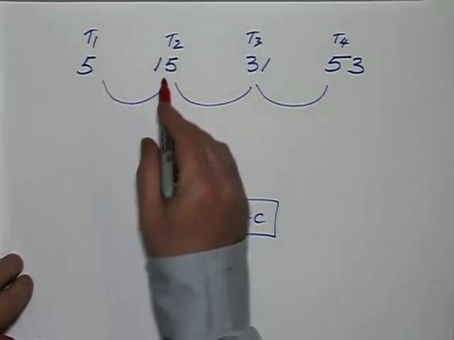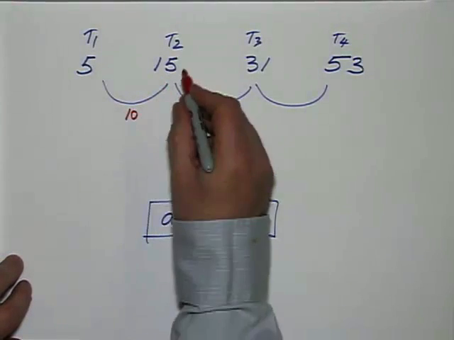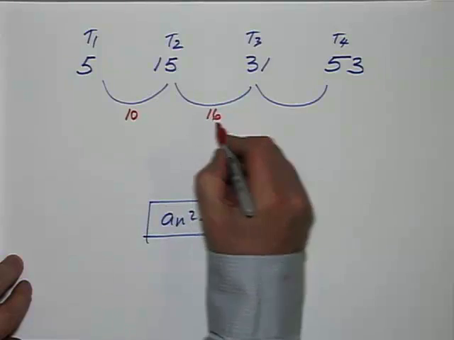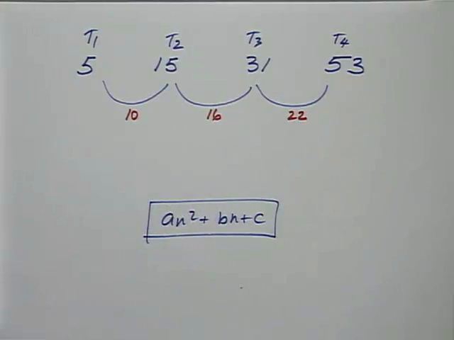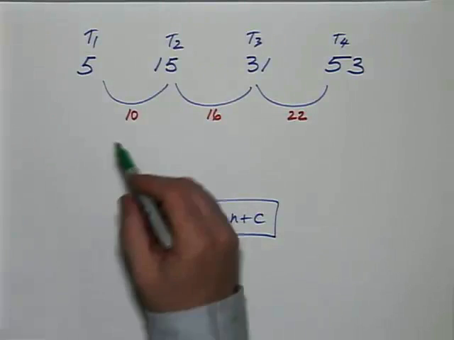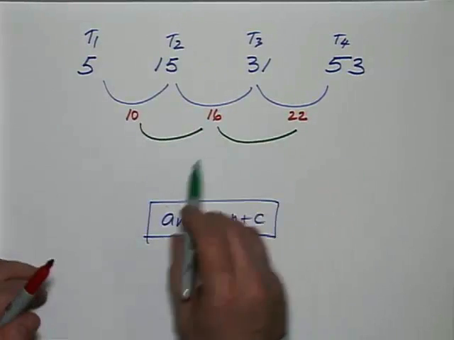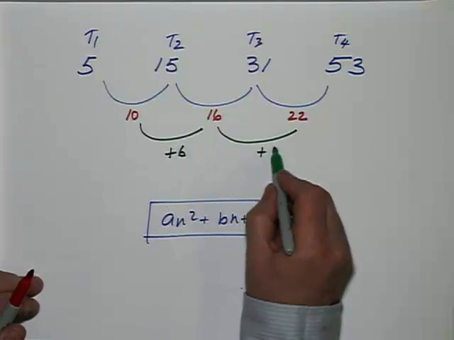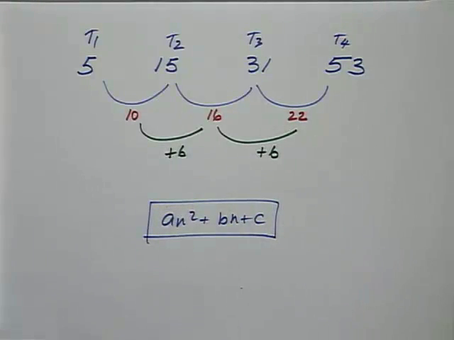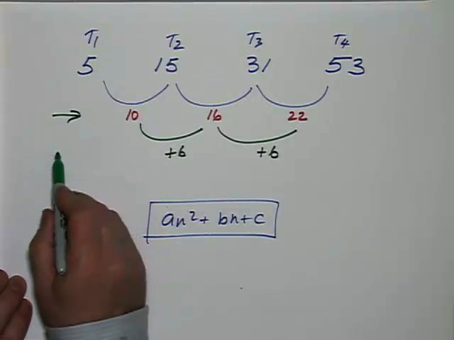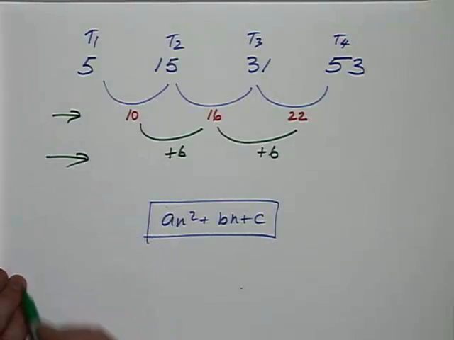So the first difference, 5 to 15 is 10. 15 to 31 is 16. 31 to 53 is 22. And they're not the same. So we better go again. That's plus 6, and that's plus 6. So this is encouraging. In 2 goes, we actually got there. Not the first row, as sometimes, so it's not straight arithmetic, but the second one.